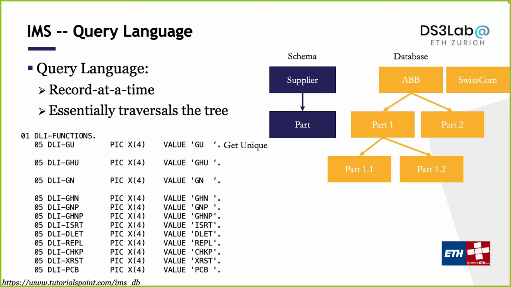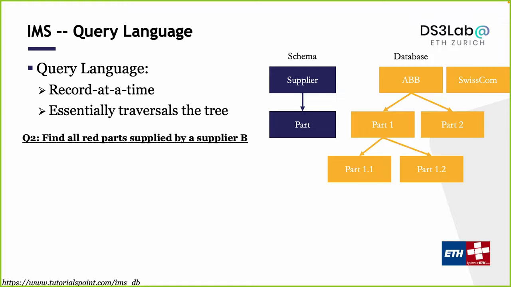So for example, you have some command to say, give me one record, give me the next record, because it's a tree, right? And give me the next record within this parent, right? It gives you a whole bunch of things for you to move your cursor around the tree. And that's how IMS, or the hierarchical model, at least back in the 60s, thinks about how to write your query. Okay? So let's look at one example, right? Let's say I want to find all the parts supplied by the supplier B. How would you do that?